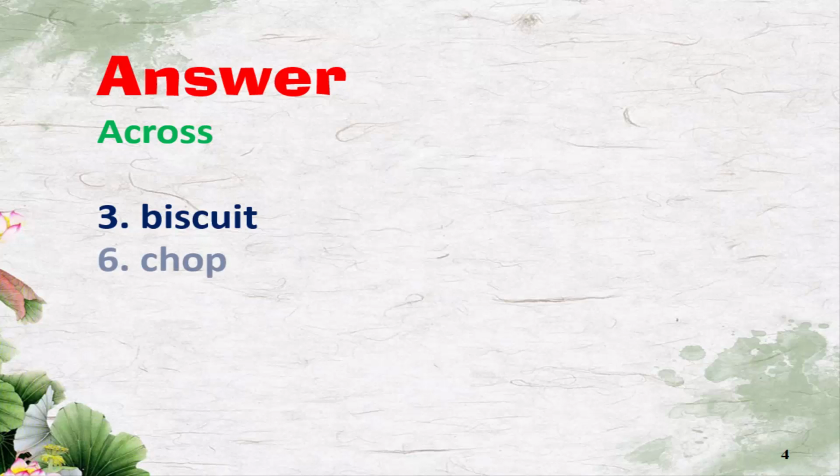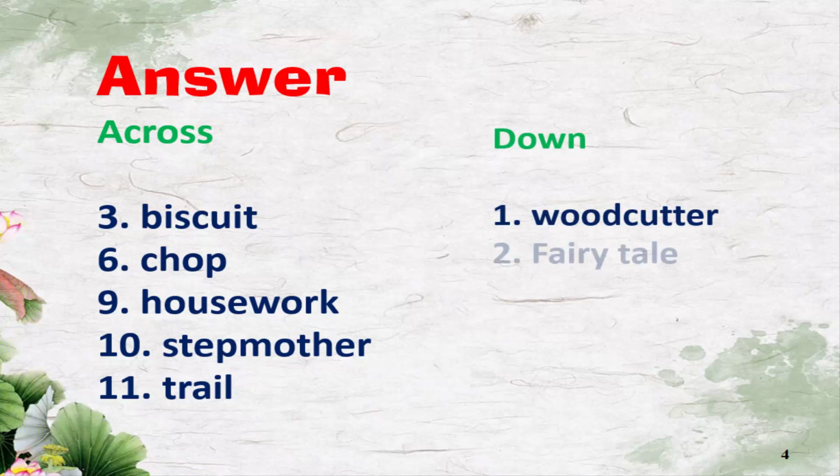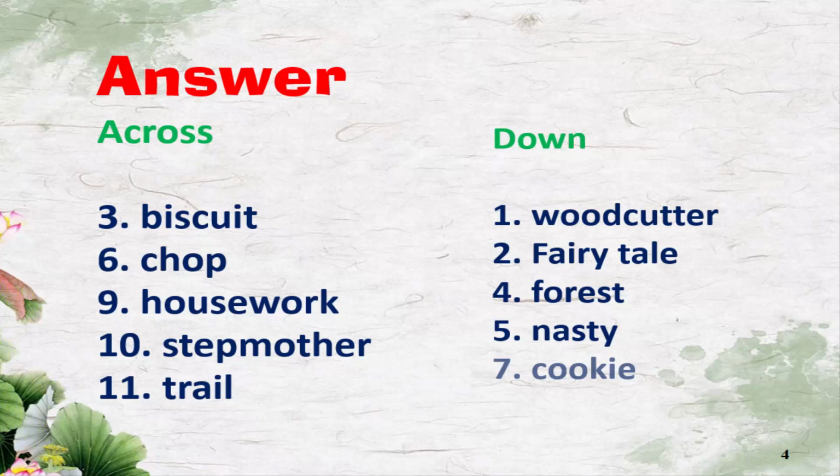Alright, it's time to check your answers with the correct answers. Let's check the words from left to right first. Number 3 is biscuit. Number 6 is chop. Number 9, housework. Number 10, stepmother. 11, trail. Let's move on to the words from the upper side to the lower side. Number 1, woodcutter. 2, fairy tale. 4, forest. 5, nasty. 7, cookie. 8, lost. So if you got all correct answers, congratulations.